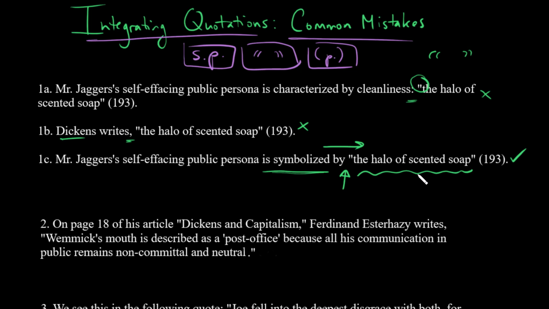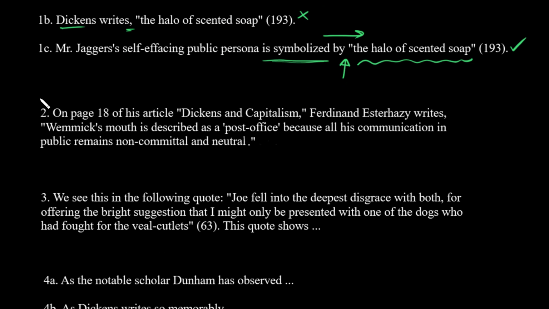The second example here shows another thing that's quite common, and this is where students try to cram as much information into their quotation, or their signal phrase rather, as possible. So we have here on page 18, we refer to an article, we give the title, and then we have the name. Typically, all you need to do in the run-up to the quotation is just provide the name. That's really all you need to do.